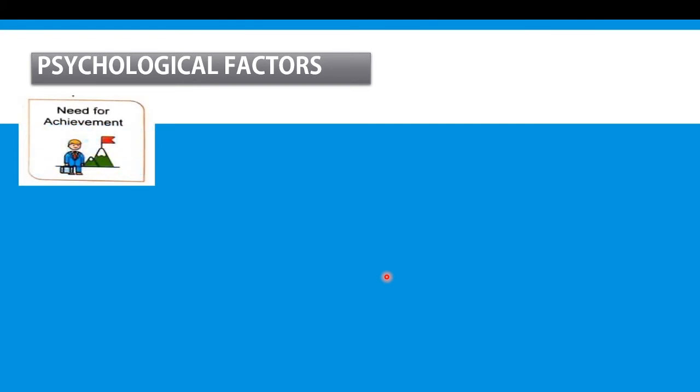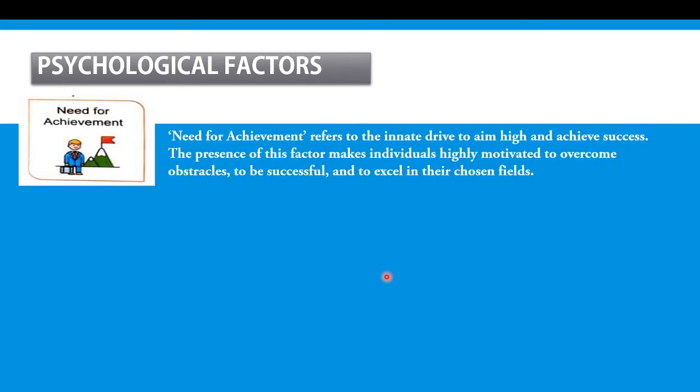Now, the next one is psychological factors. Let us see what the different psychological factors are that can affect the growth of entrepreneurship. The first one is need for achievement. You need to have a need. If you don't have a need for achievement, you cannot drive high, you cannot achieve success.